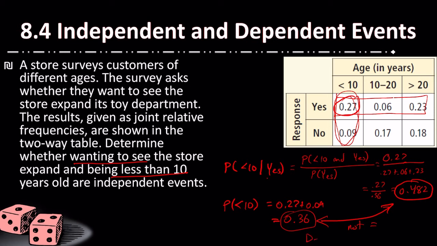They are, in fact, dependent, as we expected, because, you know, the little kids are going to want to see more toys. The older ones are not. So it's definitely dependent. If it was independent, the conditional probability and the non-conditional probability would be equal. Why don't you pause this and try number 11? The answer should be, for number 11, is independent.